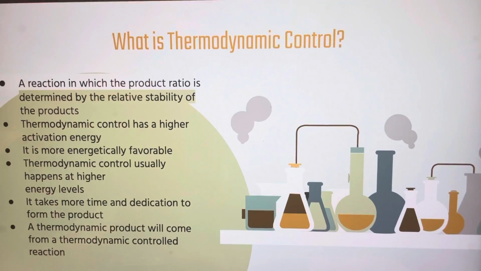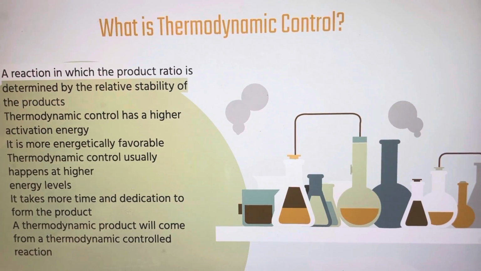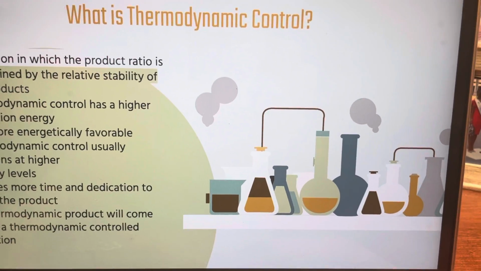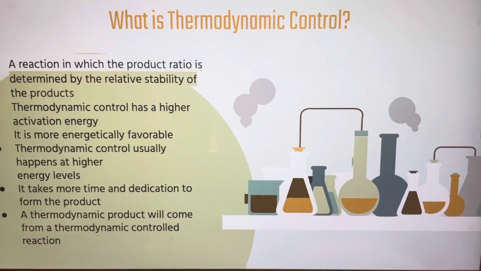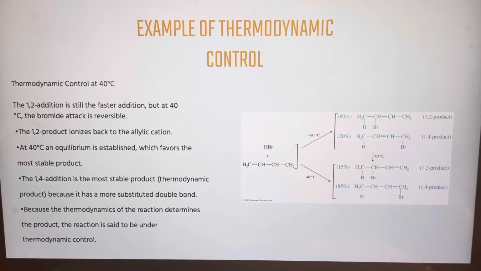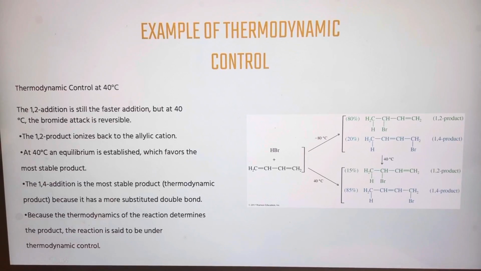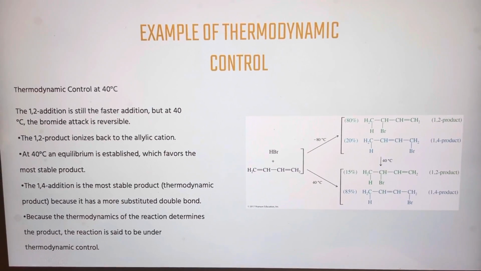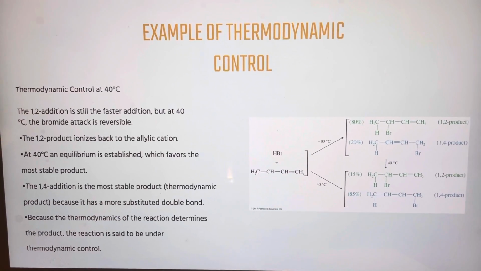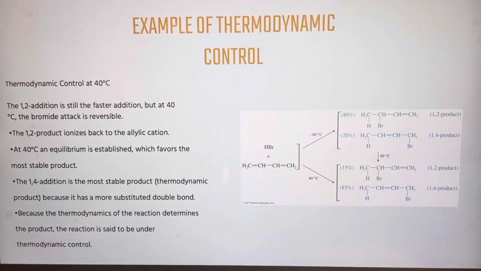We also know, as stated before, a thermodynamic product will come from a thermodynamic controlled reaction, meaning that more energy that's put into the reaction will form a thermodynamic product. So using the same example, when thermodynamic control happens at 40 degrees Celsius, we see that the 1,4 product is actually more favorable because it took more energy and more time, and it probably was produced at a higher temperature.